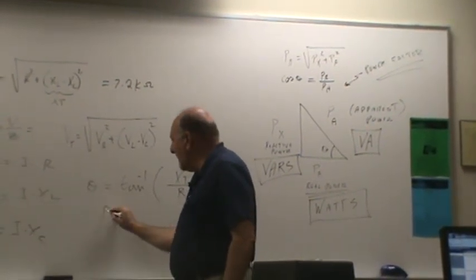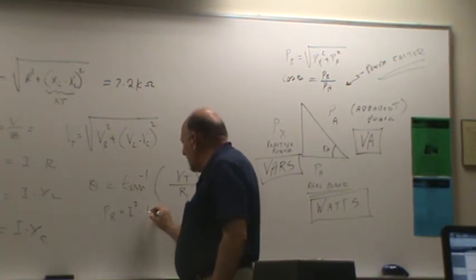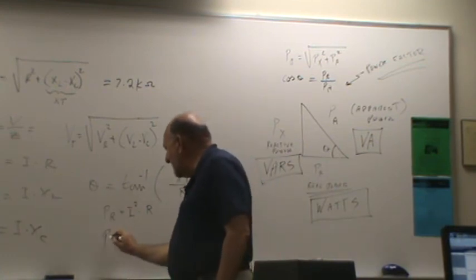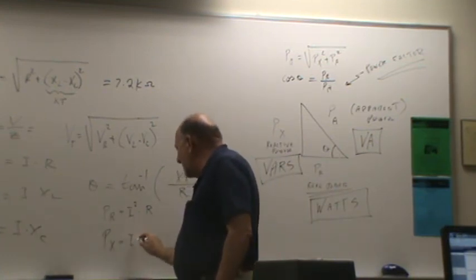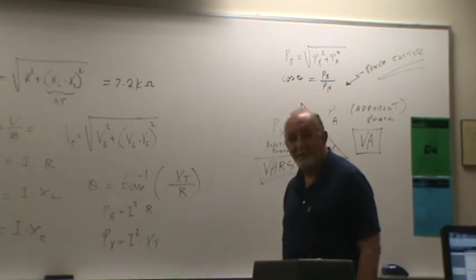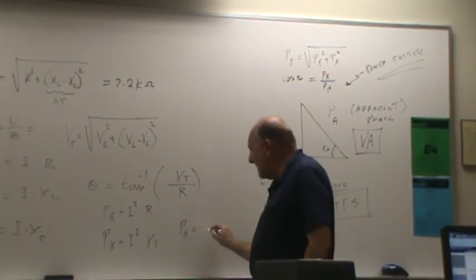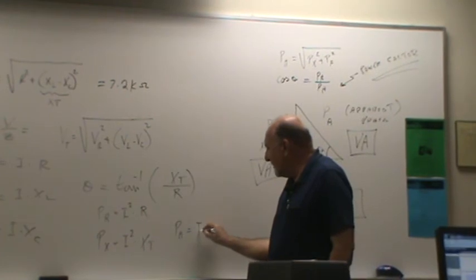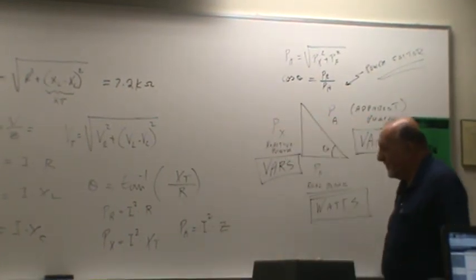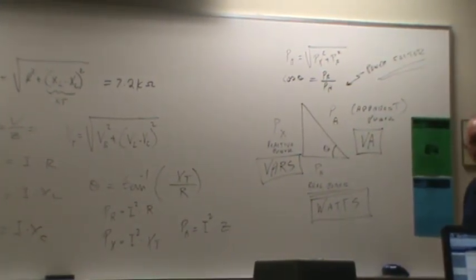For real power, it is going to be I squared times R. And P sub X is going to be equal to I squared times X of L. And P apparent is simply I squared times Z. Pretty much Ohm's law.